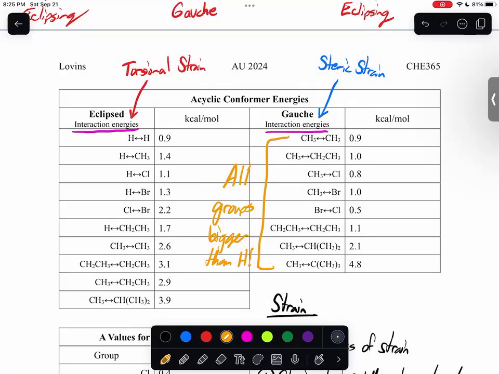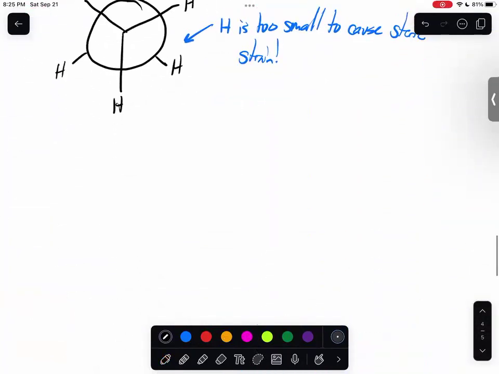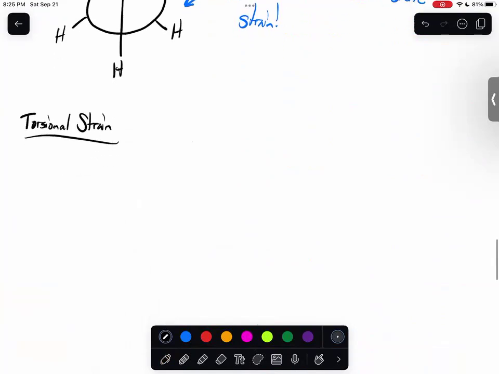All right, if we look at our second type, which is torsional strain, the first thing that you need to know about torsional strain is that, of course, it does occur in these eclipsed structures. So let's take that ethane example, but let's look at one of those eclipsed forms.